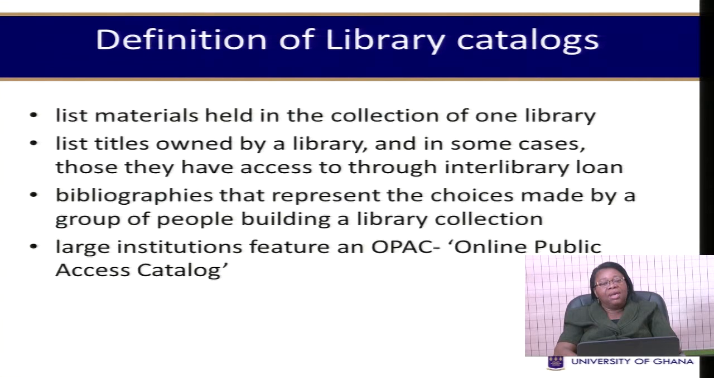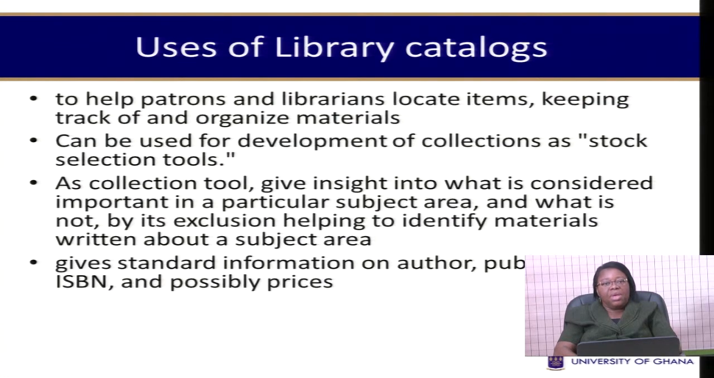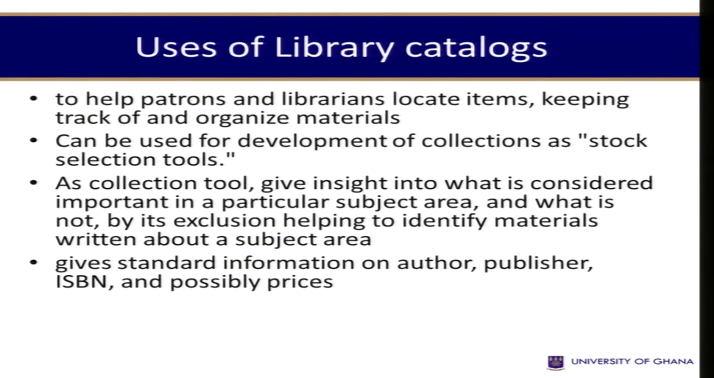Now, these days, we have large institutions having what you call the online public access catalog, popularly referred to as the OPAC. What are the uses of library catalogs? Library catalogs help patrons and librarians to locate items, keep track of items, and even organize materials. And it is used for development of the collection. It also gives us, especially the librarian, an insight as to what has been considered very important in a particular subject area. The library catalog gives standard bibliographic information such as the author, the publisher, the ISBN, and possibly the price of that particular material which has been listed in the library catalog.